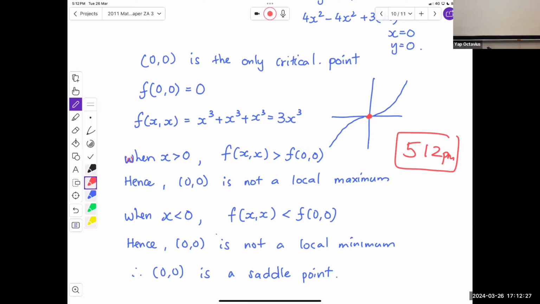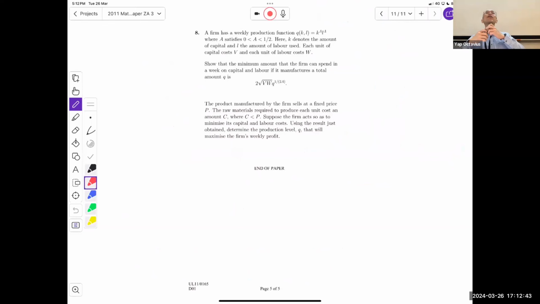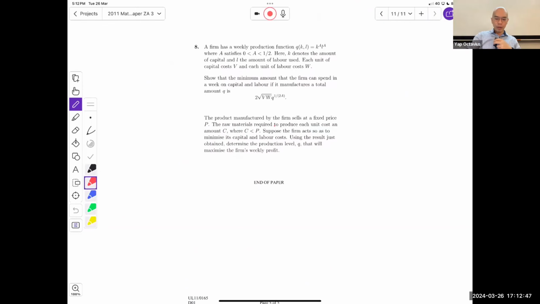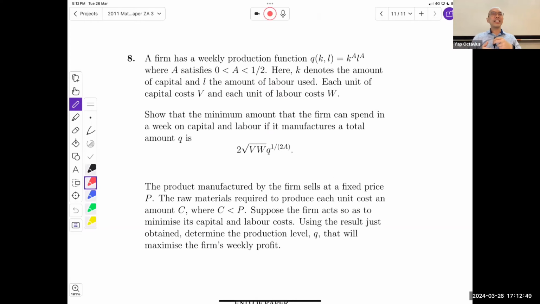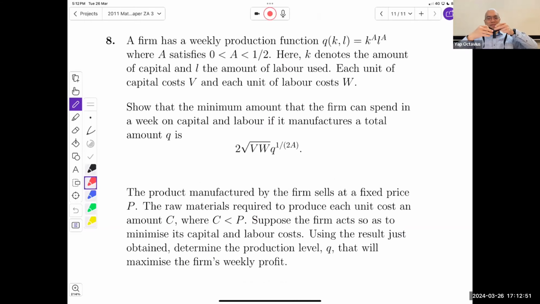Hello, hello. We still have one very long question at the end. Let's do the last question, then we'll finish everything on differentiation. This is the last differentiation question. So this is the highlight of this paper.